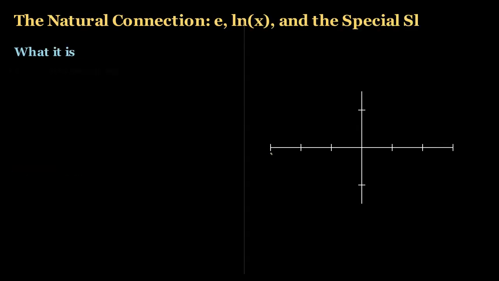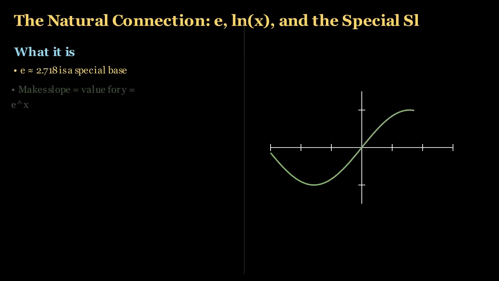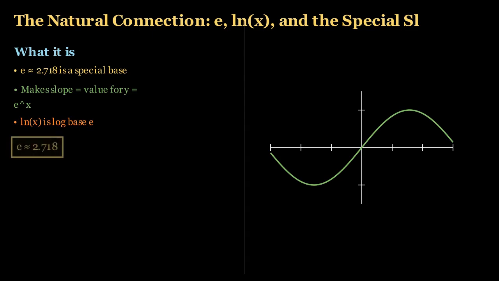You already know that an exponential function like 2 to the x grows faster and faster as x increases. But there is one very special number, about 2.718, that we call e. If you use e as the base, the function e to the x has a magical property. At every single point, the slope of the curve is exactly equal to the value of the function itself. So when the function is at height 3, its slope is 3, when it's at height 1, its slope is 1. The natural logarithm, written ln of x, is simply the logarithm with this same special base e.